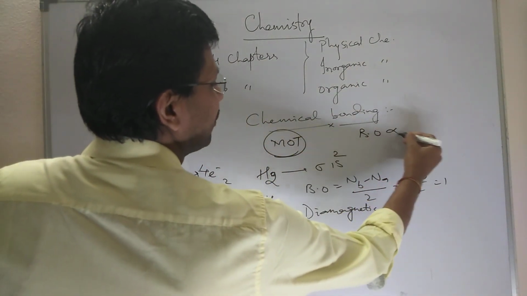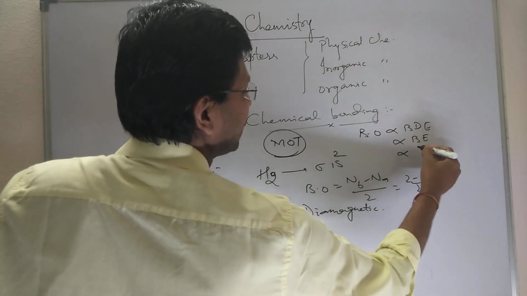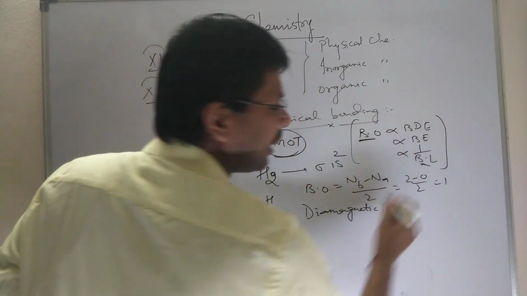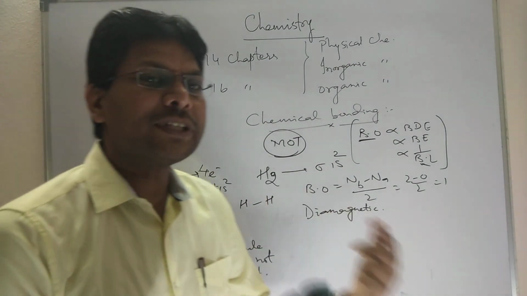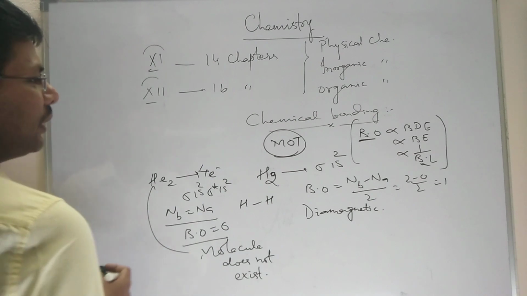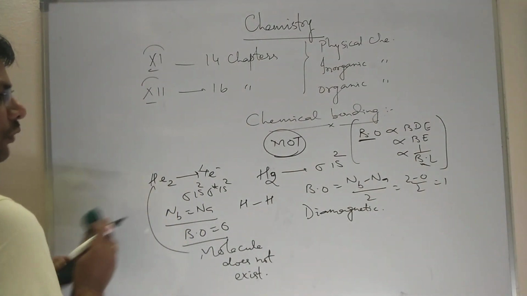Bond order is directly proportional to bond dissociation energy, directly proportional to bond energy, and inversely proportional to bond length. Generally the questions based on bond order and bond length come in the exam, plus how to know which species has equal bond order. Based on this I am giving you one triangle mountain formula which will be helpful for you.